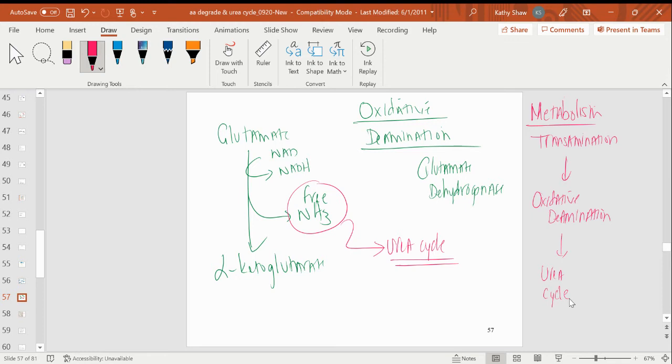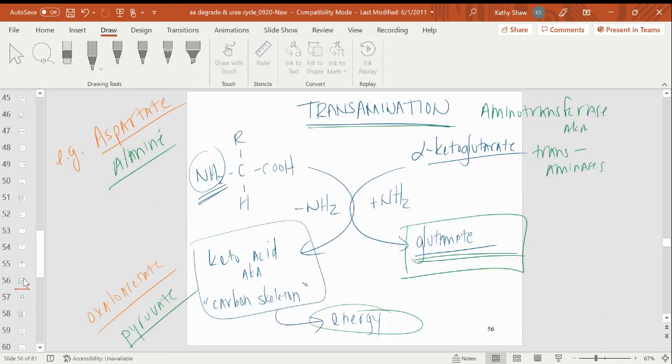So that's my order of operations for metabolism. Of course, transamination gave me the molecule that's going to go and give me the energy from the amino acid. The rest of these steps are just about dealing with that ammonia or that nitrogen I can't allow to stay in my tissues. So let's go back though.